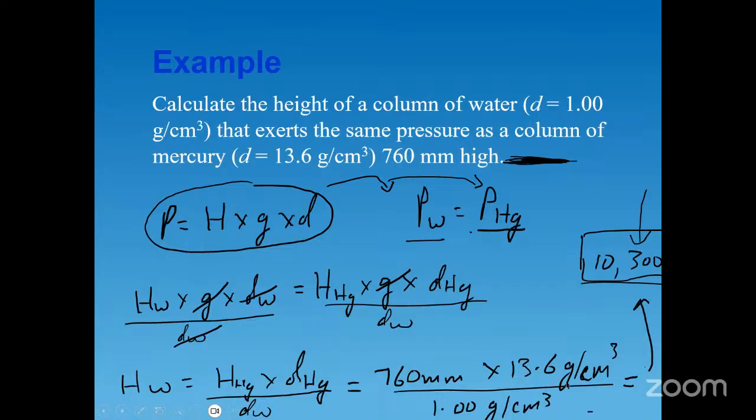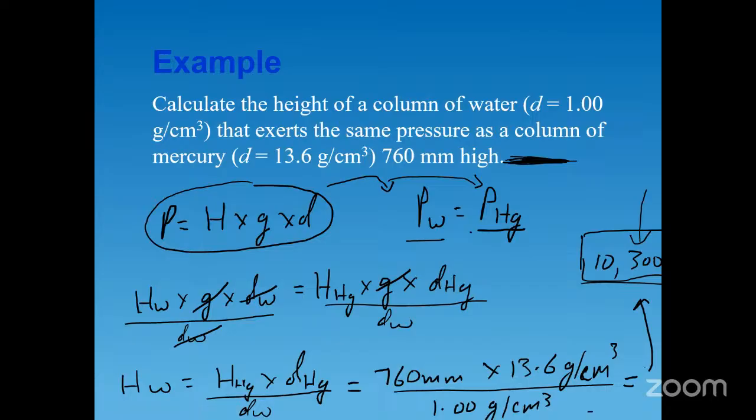760 millimeters times 13.6 grams per centimeter cubed, divided by the density of water, which is 1.00 grams per centimeter cubed. And when I worked that out, it's kind of cut off here, but the answer became 10,300 millimeters, all right? And this is the reason why we don't use water in instruments like the barometer. If you were to use a barometer where water would be the liquid of choice, then you're going to need a tube which is at least 10,300 millimeters tall or long, right?